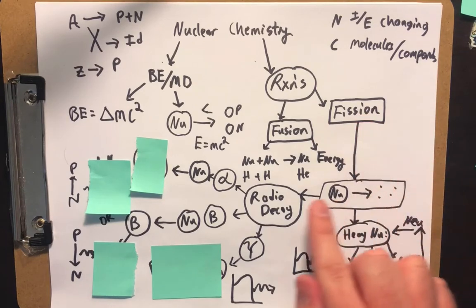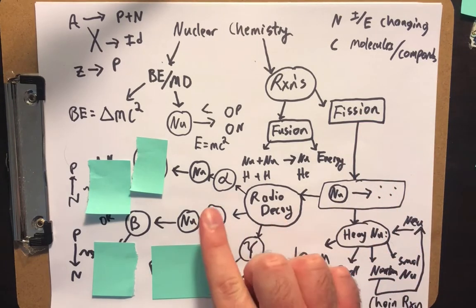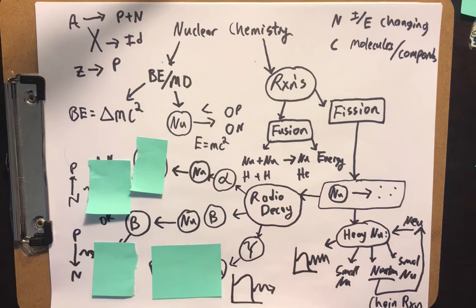Another type of nuclear fission is radioactive decay. There's alpha, beta, and gamma. Can you tell me off the top of your head what gamma decay is?